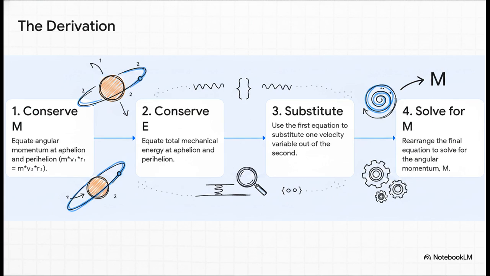The procedure from here is actually pretty straightforward. First, we write down that the angular momentum at both points is equal. Second, we do the exact same thing for the total energy. That gives us our 2 equations. And from there, it's just algebra. We use the first equation to get a relationship between v1 and v2. Plug that into the second equation and solve. Honestly, the most common pitfall here is just a simple algebra mistake, like mixing up r1 and r2. So just be careful, be methodical, and double-check your work.